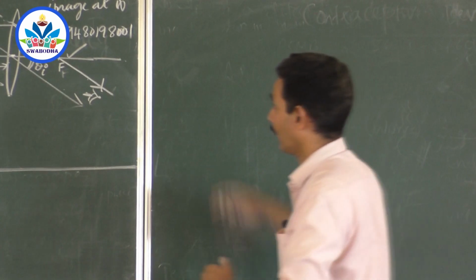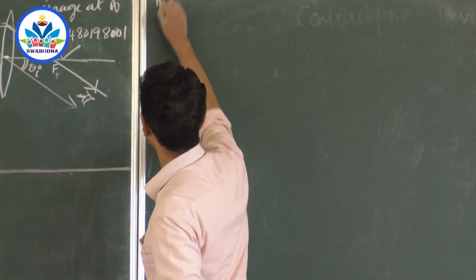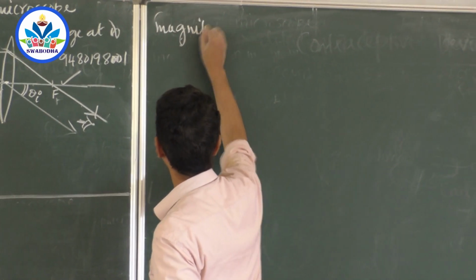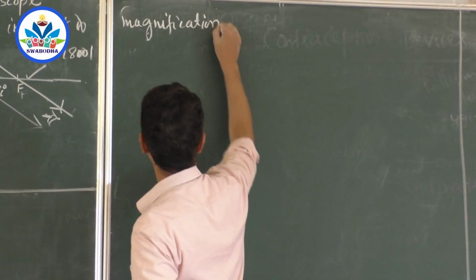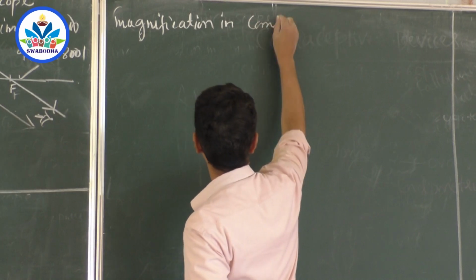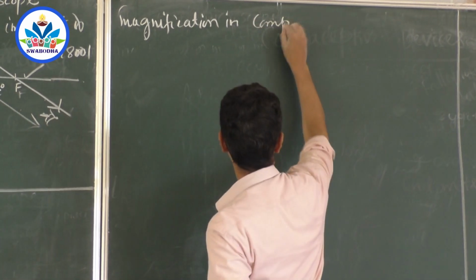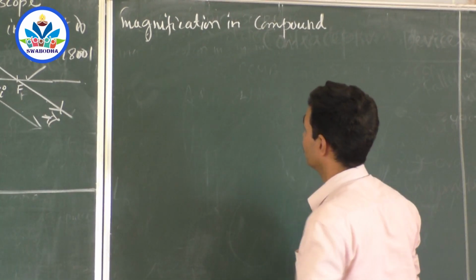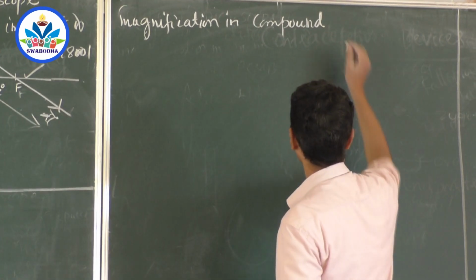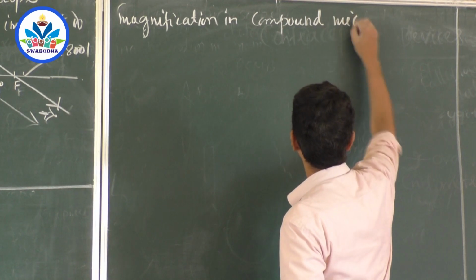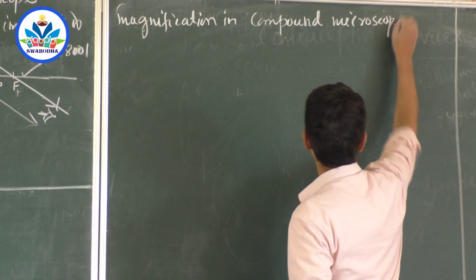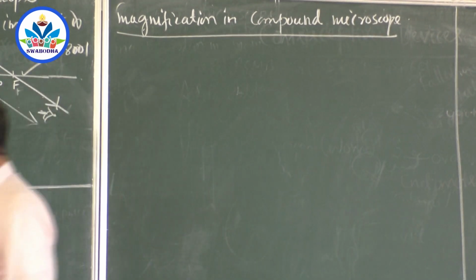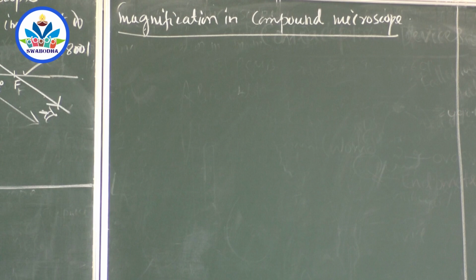Now let us write the magnification in the case of a compound microscope. What is a compound microscope? The microscope which uses two lenses and forms a highly magnified image compared to the simple microscope. Magnification in the case of compound microscope: the process remains the same, but here you have two lenses.